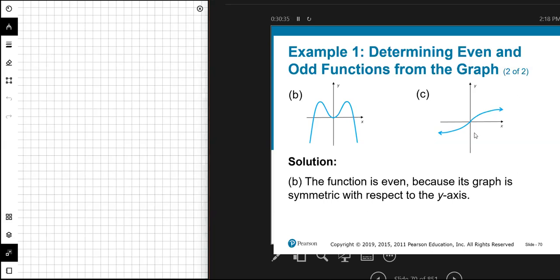Another thing that happens here with odd functions: if (x, y) is on the graph, then (negative x, negative y) is on the graph. And that's what's happening here on letter C.